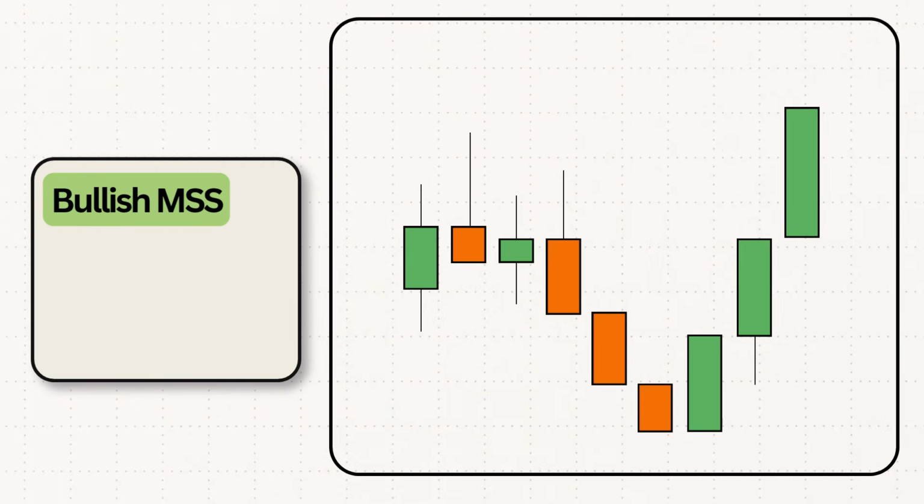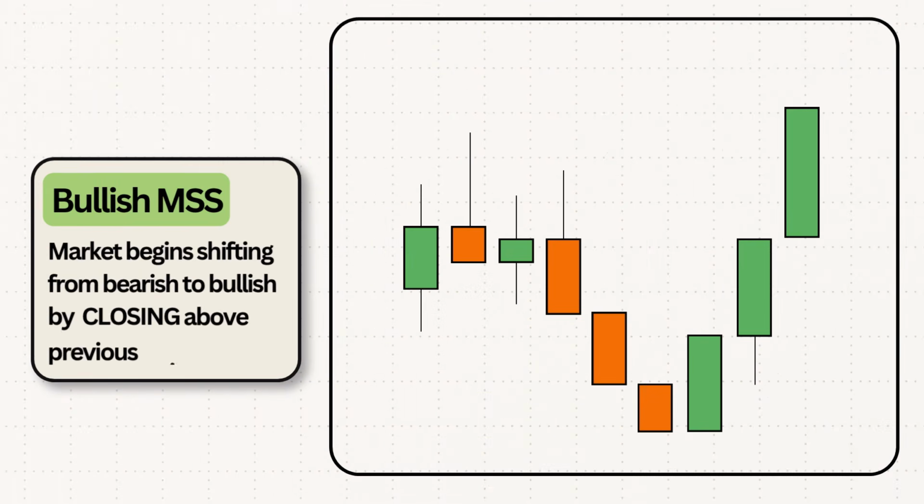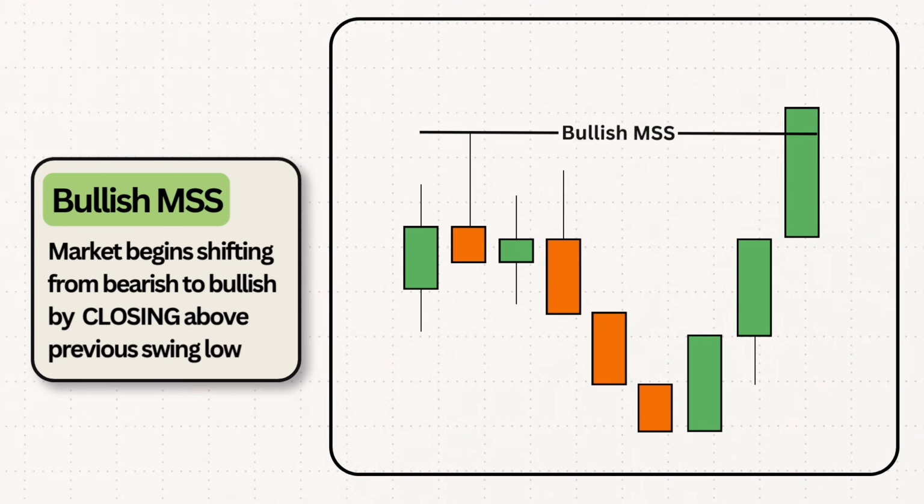Let's first talk about a bullish MSS. A bullish MSS happens when the market begins shifting from bearish to bullish by reclaiming and closing above a previous swing high. Now this is very different from a bullish CISD.